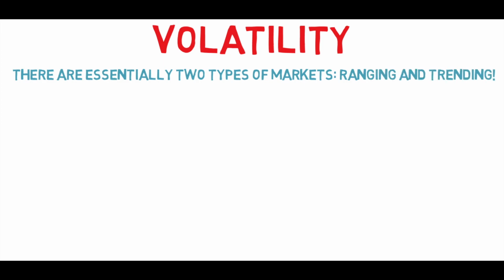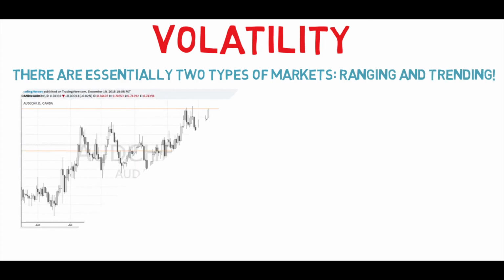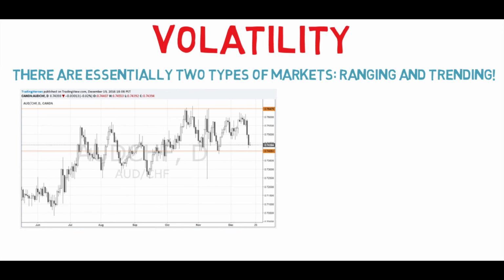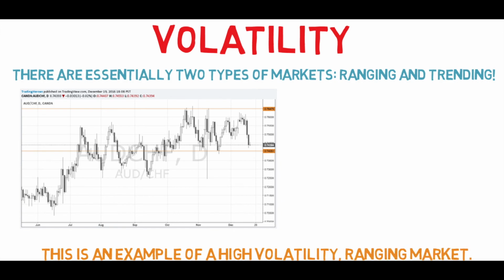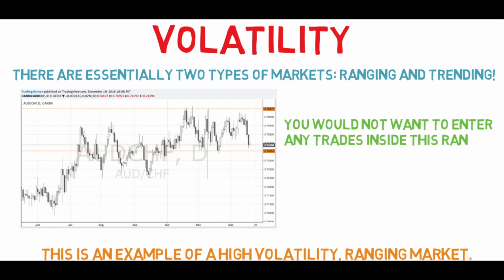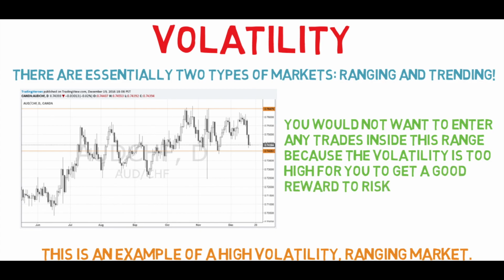There are essentially two types of markets. We have the ranging market and the trending market. Now this next photo is an example of a high volatility ranging market, as you can see by the huge ups and downs. And you clearly would not want any trades inside this market because of the uncertainty and volatility within it.